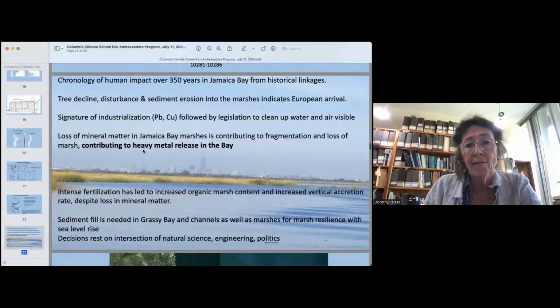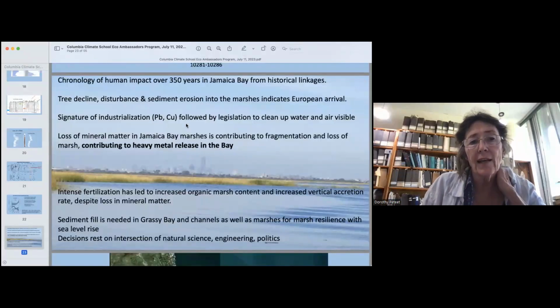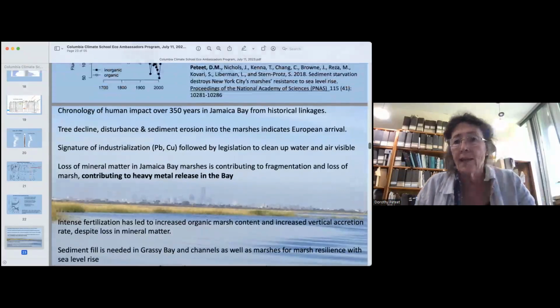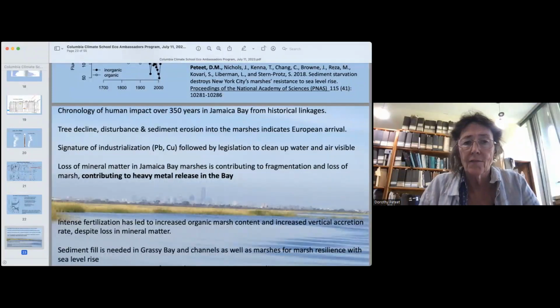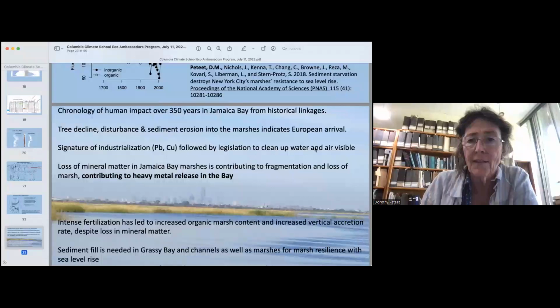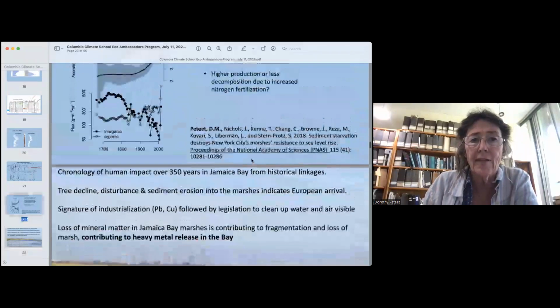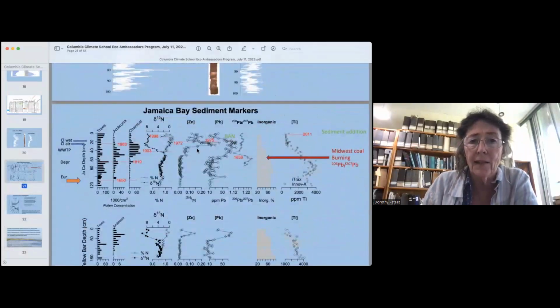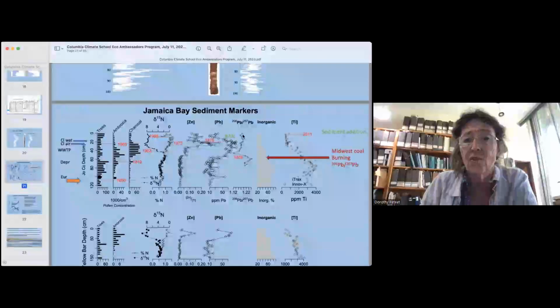We see the heavy metals increasing, and I forgot to mention that when we had the 1972, I think, Clean Air Act and Clean Water Act in the 70s, we can see that decline in the heavy metals. You see the zinc, lead, and actually copper all decline due to federal legislation, which is great.